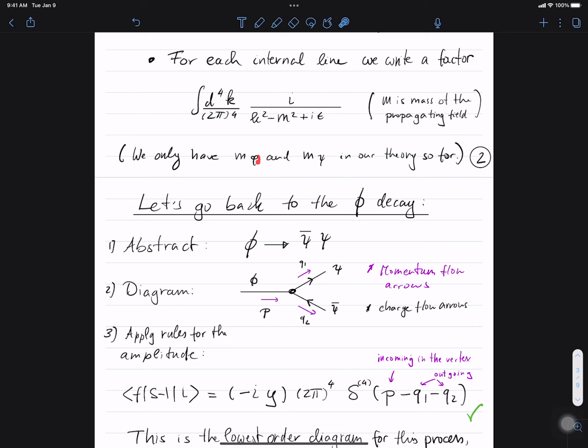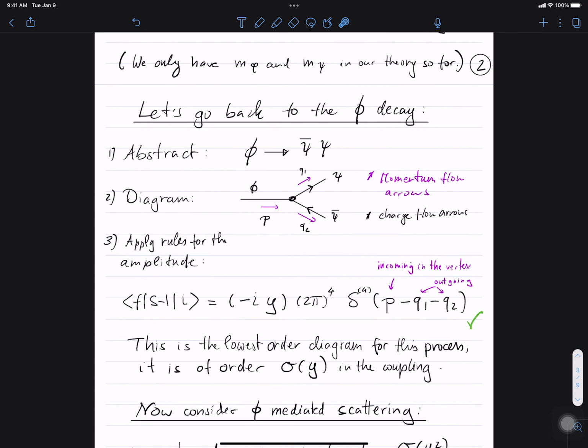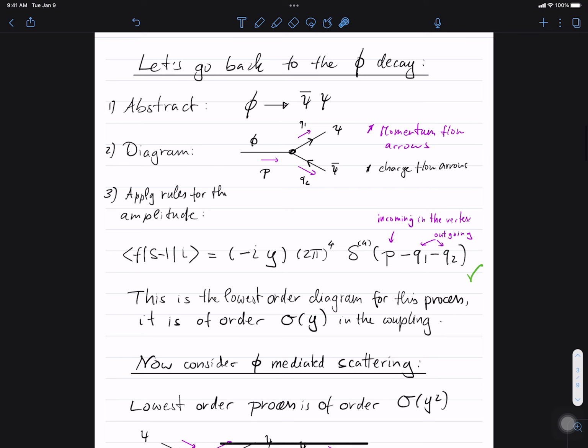In our theory, we only have m phi and m psi, so there are just two fields that can propagate, for example, for now. Now let's go back to the phi decay. So the abstract notation would be phi going to psi psi bar. This is the decay process.